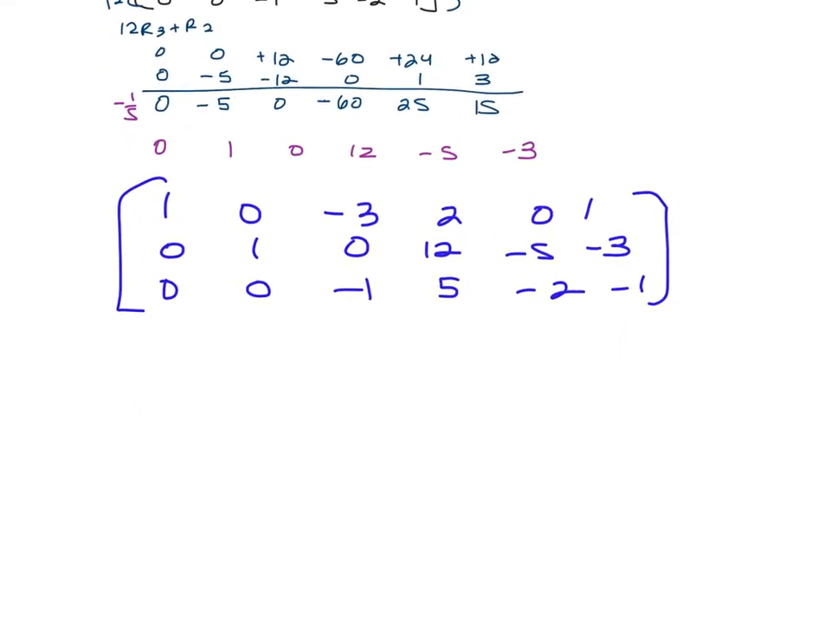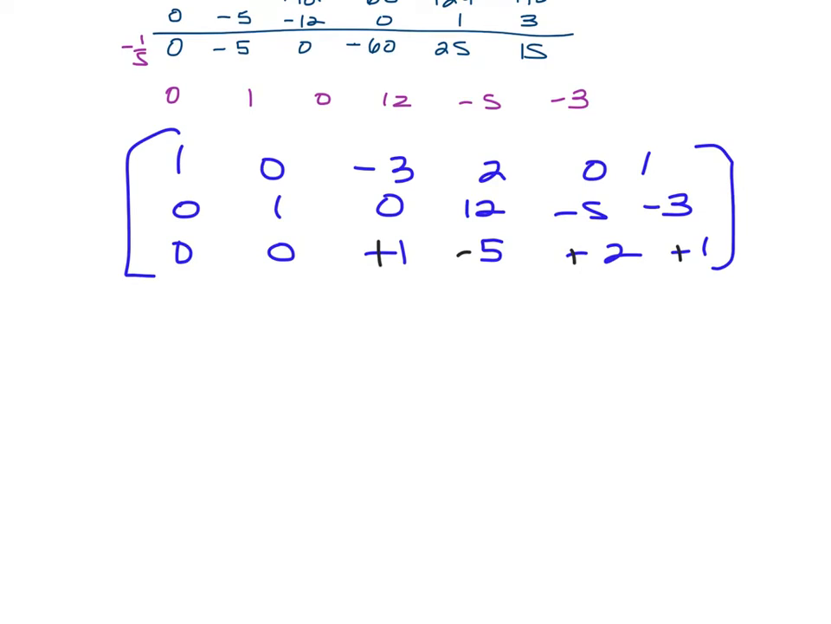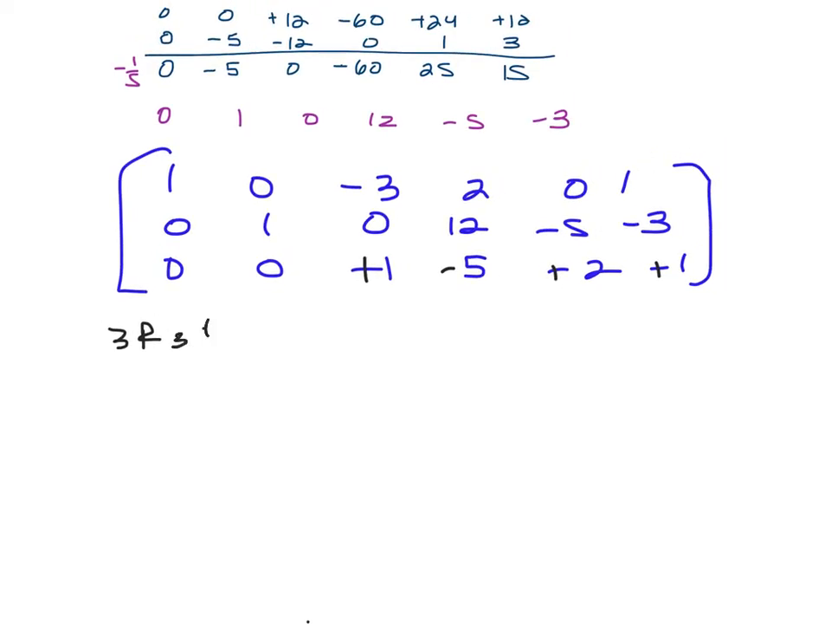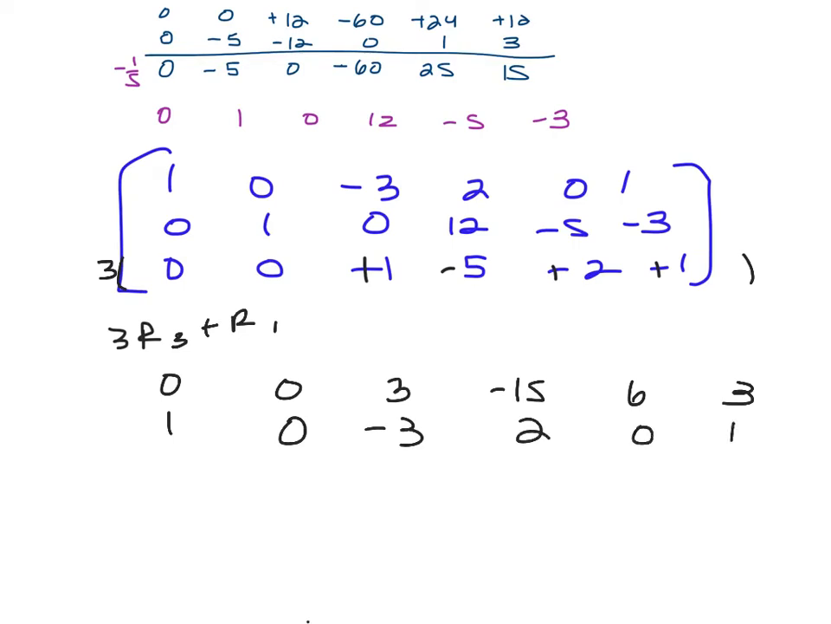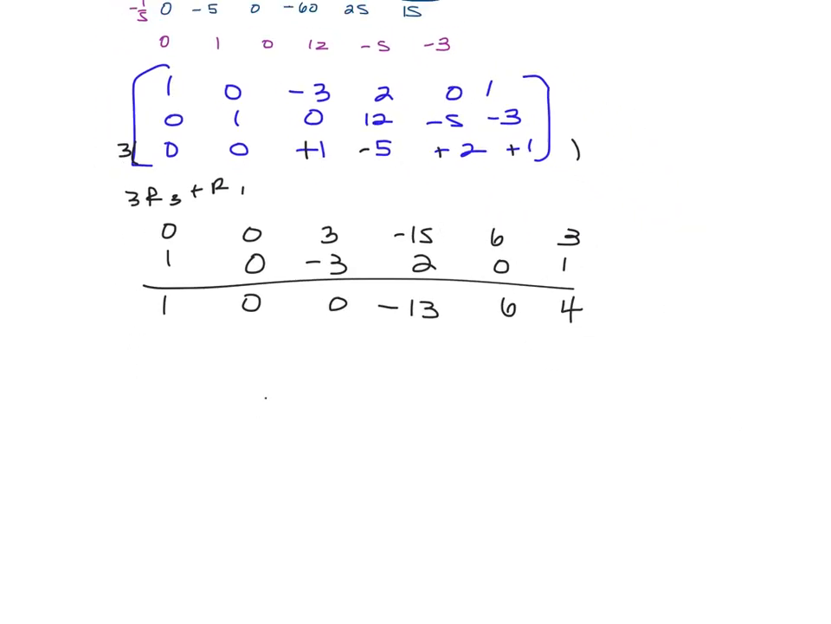And the last one, I have to change these signs. This could be positive, negative, positive, positive. And then I got to get the negative 3 to be 0. So 3 row 3 plus row 1. 0, 0, 3, negative 15, 6, 3, 1, 0, negative 3, 2, 0, 1. And that's row 1.